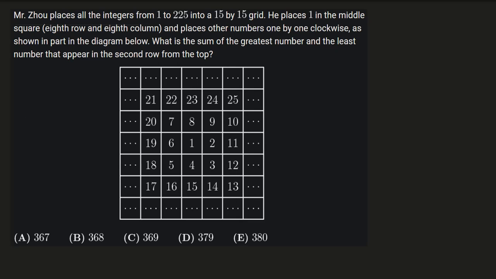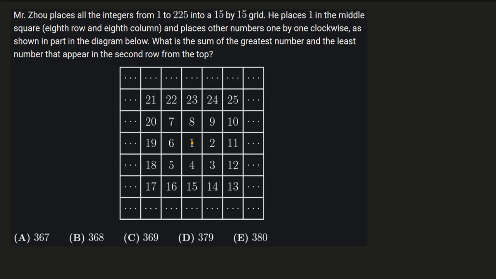What is the sum of the greatest number and the least number that appear in the second row from the top? This problem is more or less like finding patterns, or like some logic related problem. It doesn't require a lot of calculations. However, we need to understand the patterns well enough. Alright, let's start from the center and see how the numbers are actually listed.